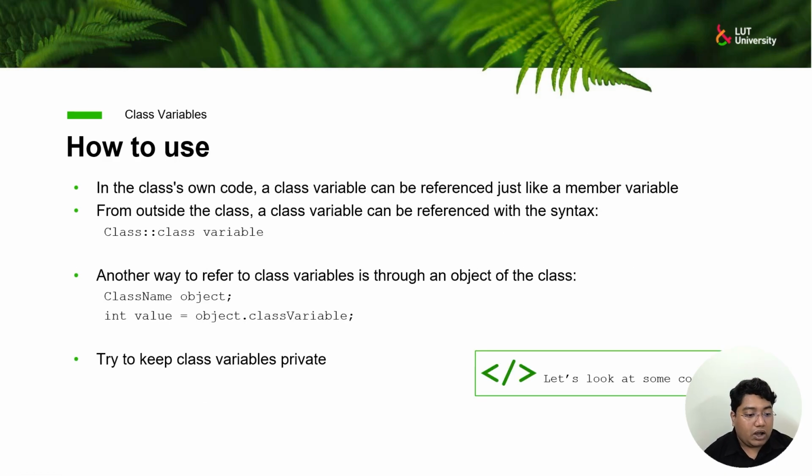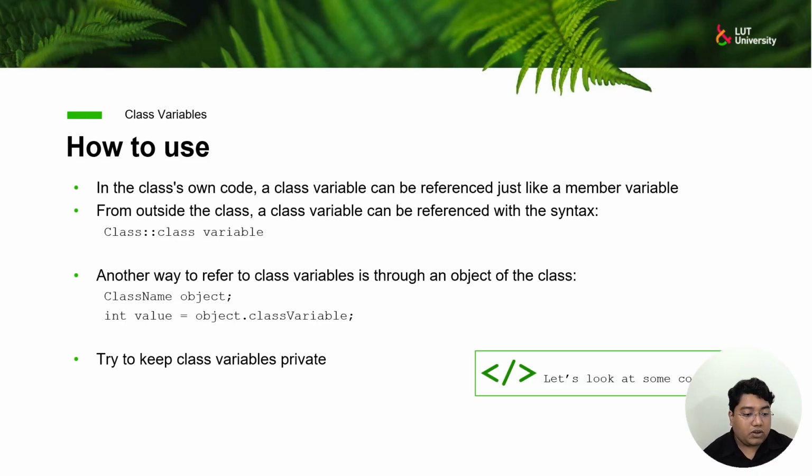So, now that we know what a static variable is, let's see how we actually use one. Inside the class, it feels almost like an ordinary member variable. We can read it or modify it directly from member functions. Outside the class, we usually access it through the class name using the scope resolution operator.